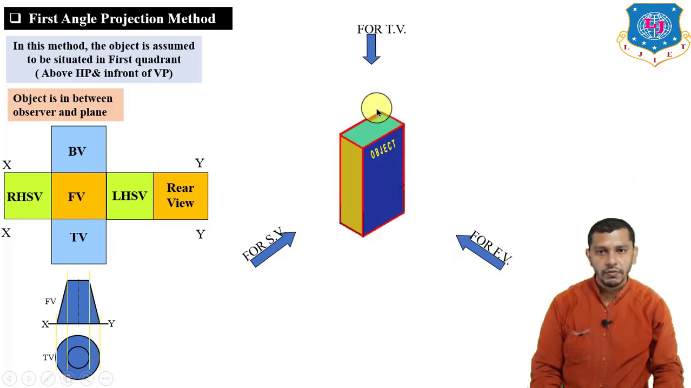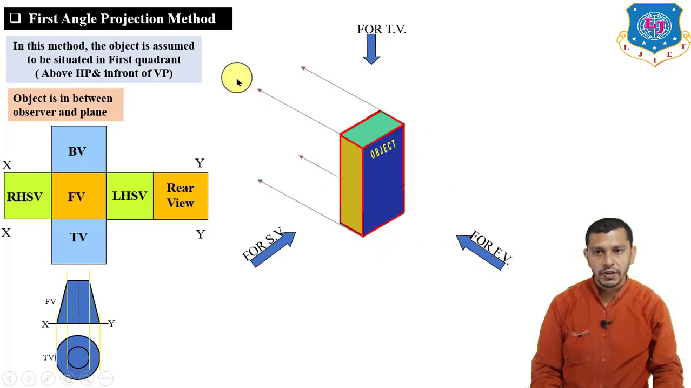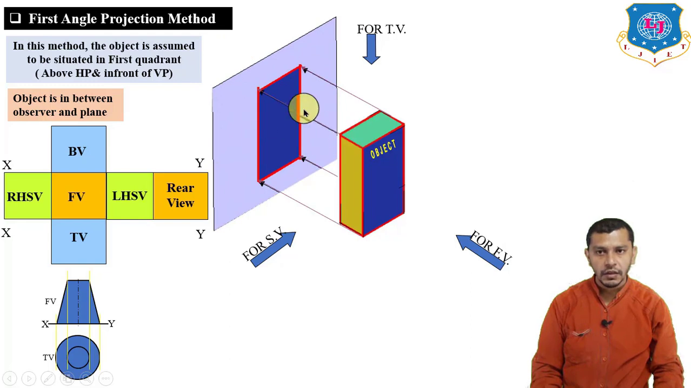Now to draw the front view, we have to project this object on the vertical plane. As you know, the projection lines should be parallel to each other and perpendicular to the vertical plane as we are observing the front view. So if we project this object on the vertical plane, we will get the front view over here. Right now the front view is this face. Our front view shows us this face of the object, and it is a rectangle. So this is a vertical plane and this is the front view of the cuboid.